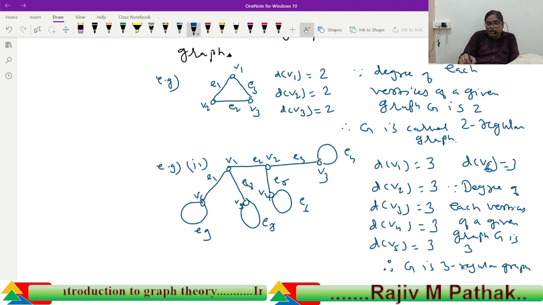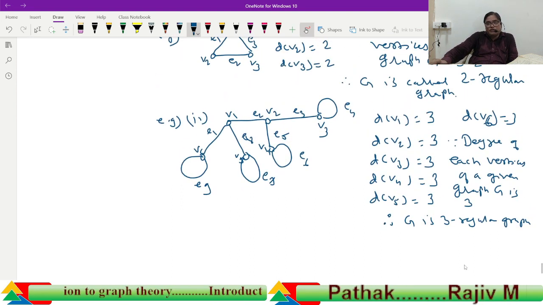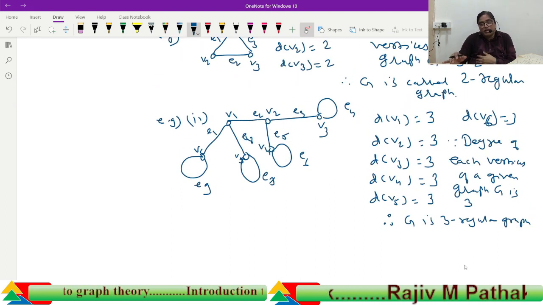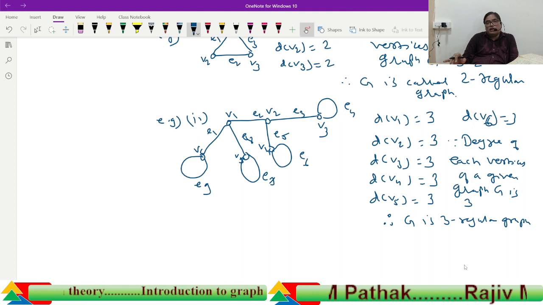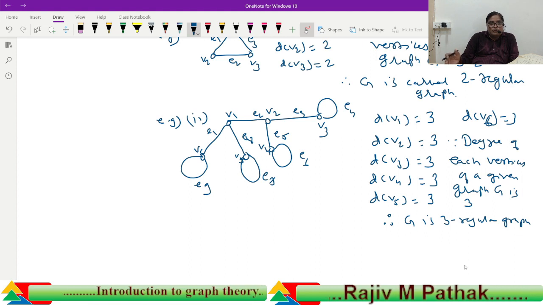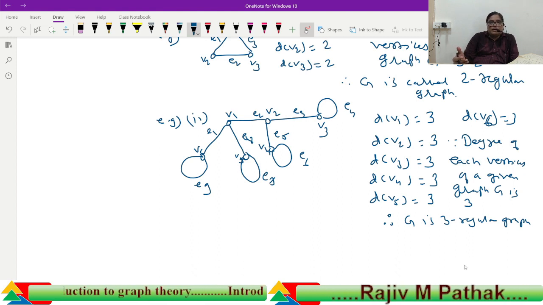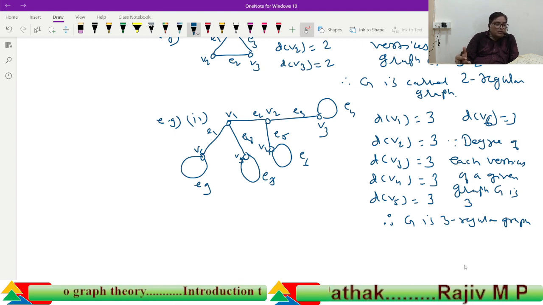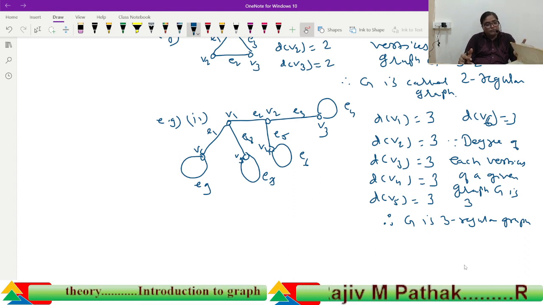Suppose the question is to draw the 4 regular graph. So you have to draw the graph in such a way that the degree of each vertex is 4. So what is a regular graph? If the degree of each vertex of a graph G is the same, that is called a regular graph. And what is a k regular graph? If the degree of each vertex of a graph is equal to a positive integer k, it is a k regular graph. So if the degree of each vertex of a graph is 3, then it is a 3 regular graph. And what is a 4 regular graph? If the degree of each vertex of a graph is 4, it is a 4 regular graph. So this is a very simple definition.